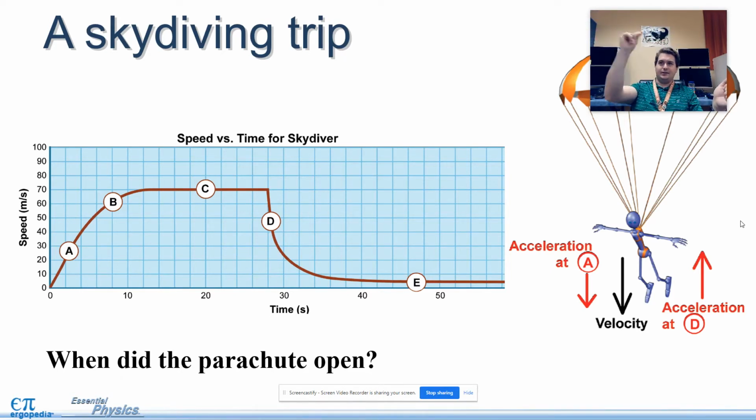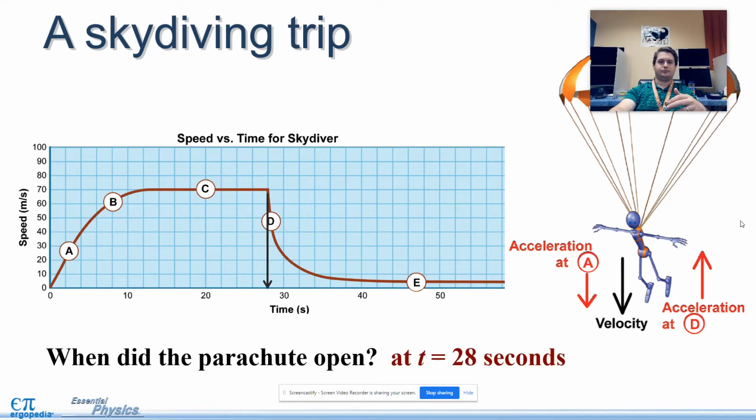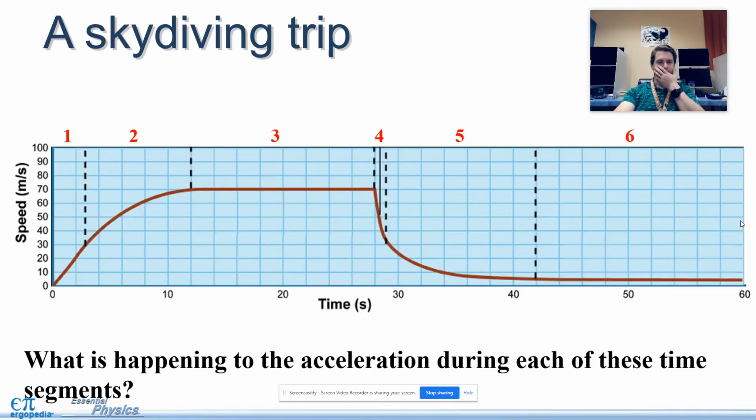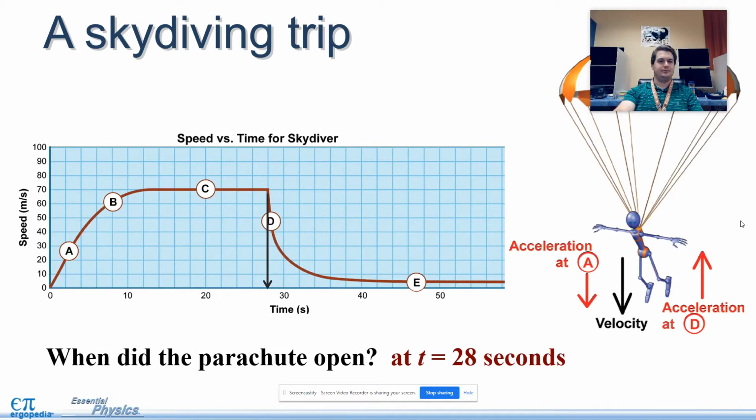But then the parachute opens, and the terminal velocity gets dropped way down to the new terminal velocity at E, okay? So it's a new terminal velocity there. So there's your time. It's at 28 seconds.